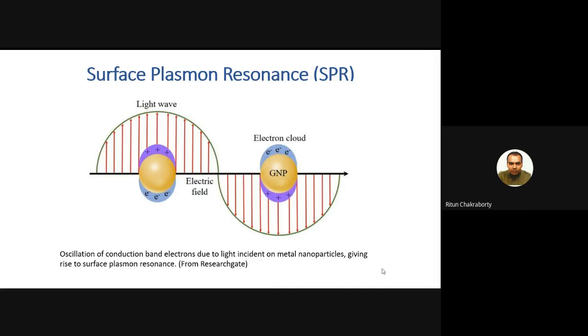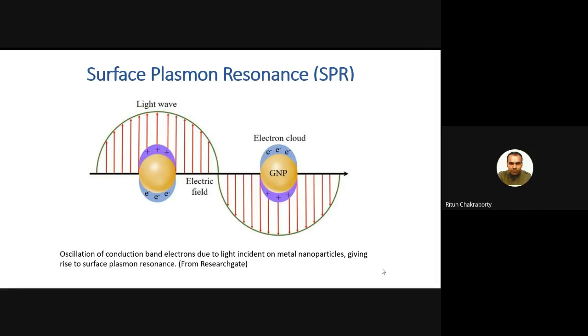Light has a frequency or wavelength, but here we are not using monochromatic light. We are using UV visible light. That means we are scanning over a wide range from 200 to 800 nanometers. And at a particular frequency of radiation, which is also known as resonant, resonance means when the frequency of light becomes equal to the frequency of oscillation.